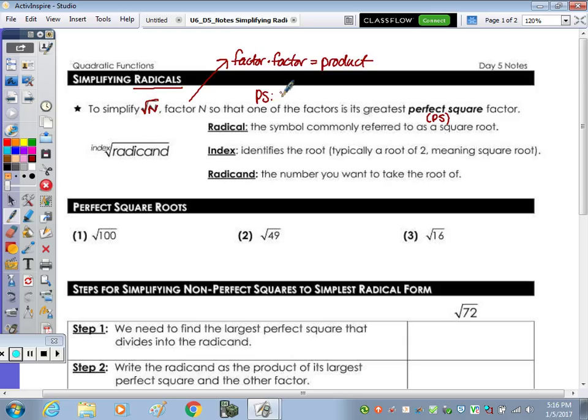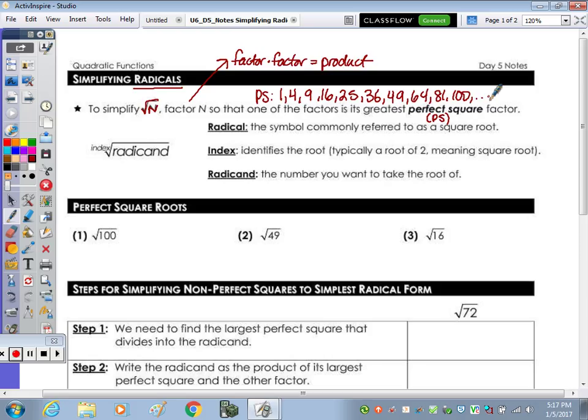So 1 is a perfect square, it's 1 times 1, 2 times 2 is 4, 9, 16, 5 times 5 is 25, 36, 49 is 7 times 7, 8 times 8 is 64, 81, 100, and so on. When we factor it out, one of those factors must be a perfect square.